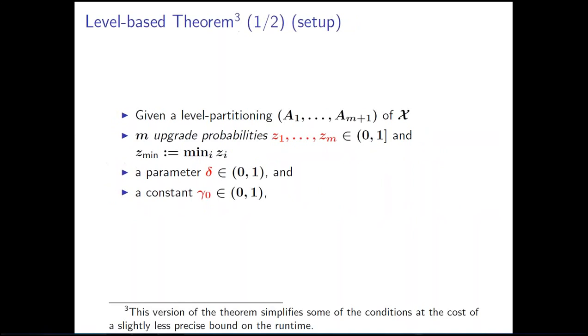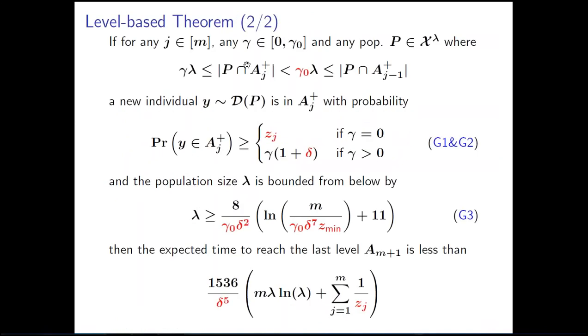Okay, so let's now be a little bit more specific. To use this theorem, we need some parameters. We need the level partitioning, which we have already talked about, and we need something called upgrade probabilities. These are m numbers between 0 and 1, and we say that z_min is the smallest of these probabilities. This you need to pick, and I'm going to explain how you can pick this. You need a parameter delta, which is between 0 and 1, and you need the constant gamma naught we have talked about. Okay, so now this is the theorem.